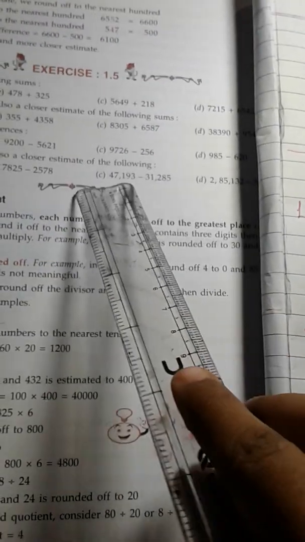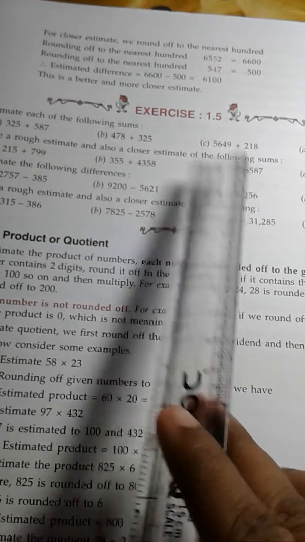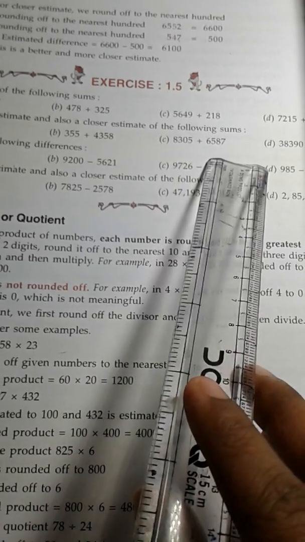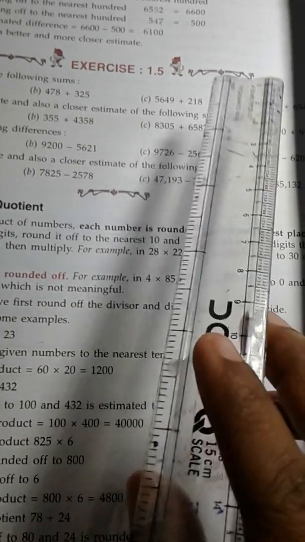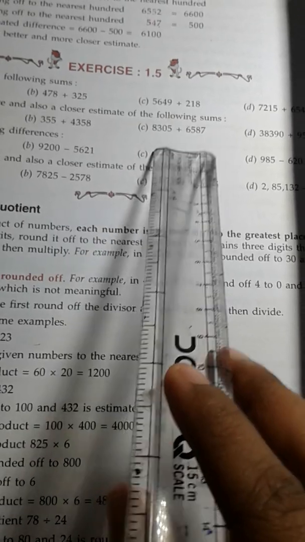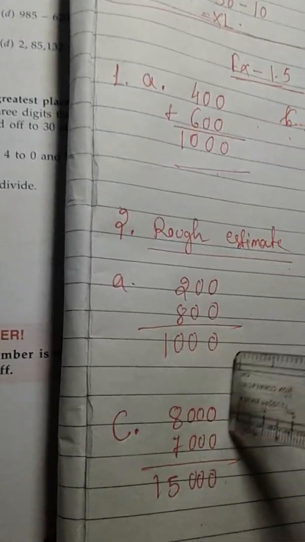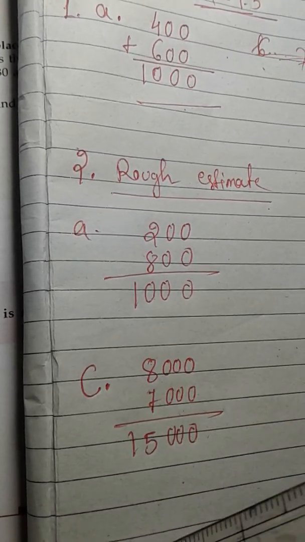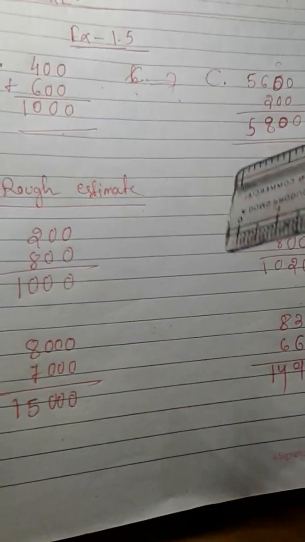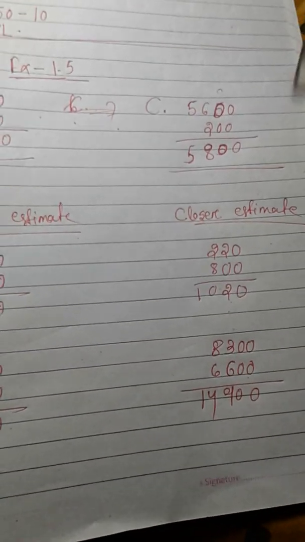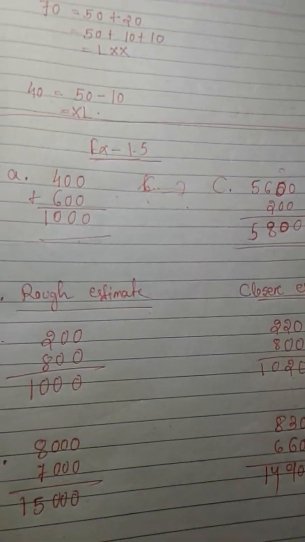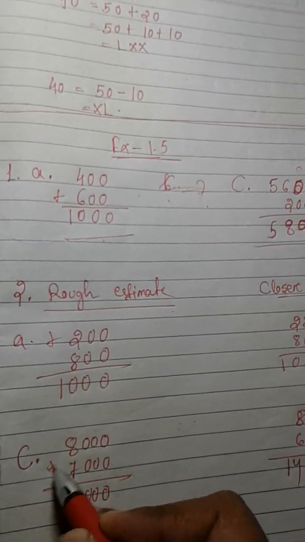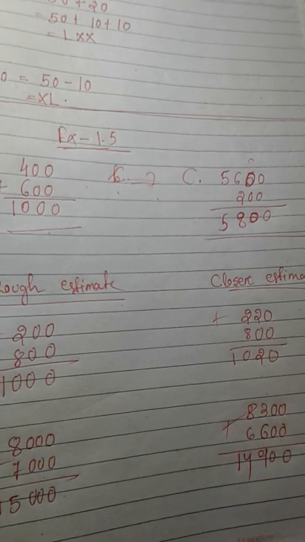Then, children, C. B you do yourself. 8,305 plus 6,587. Here also you do the rough estimate and the closer estimate. Here the rough estimate, if you see, is like this: 8,000 plus 7,000. Then you add. Then 8,300 plus 6,600. Here also, children, you put the plus symbol. Okay.